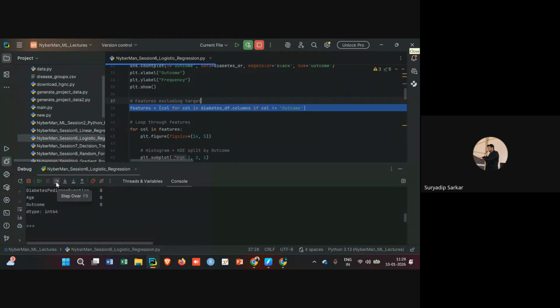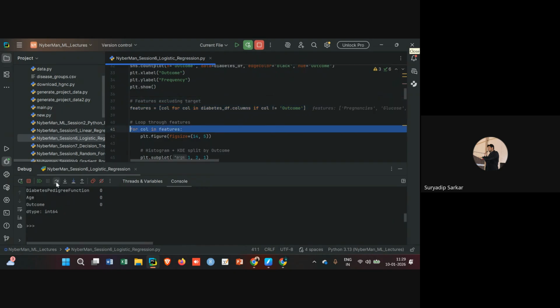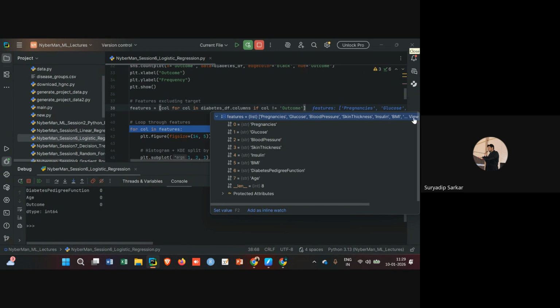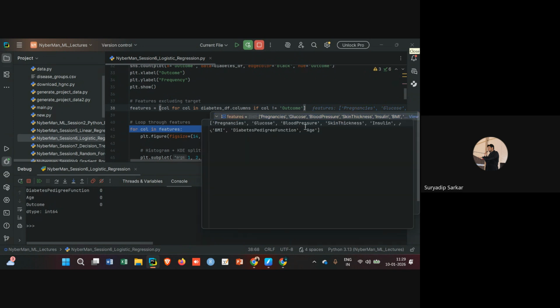You could have written 4 or 5 lines for the same thing, right? And it would work the same. So this is just a one line, it's just a shortcut that I wanted to show you guys. As you can see here, once I have run this line, this list is nothing but a list of all the other columns which are features, right? Which are not our target or not the outcome column.